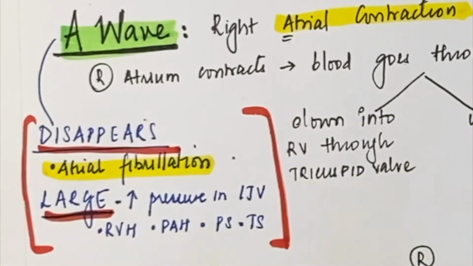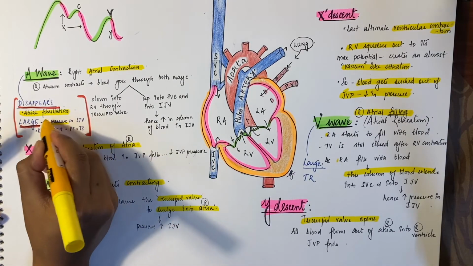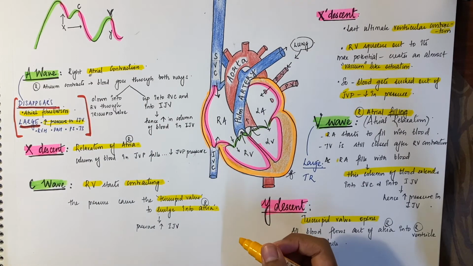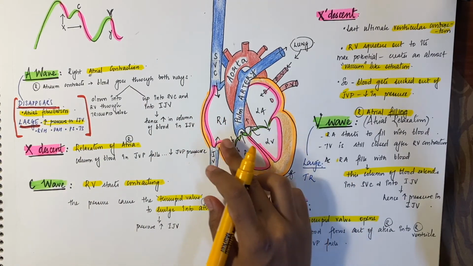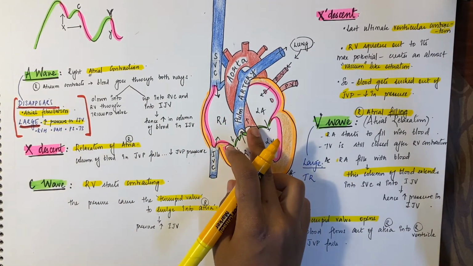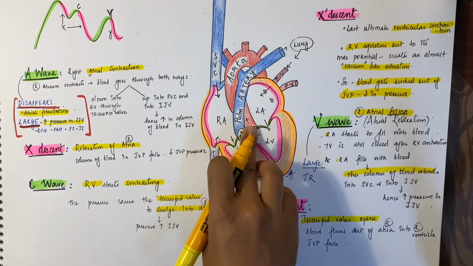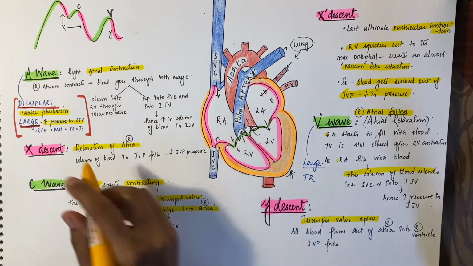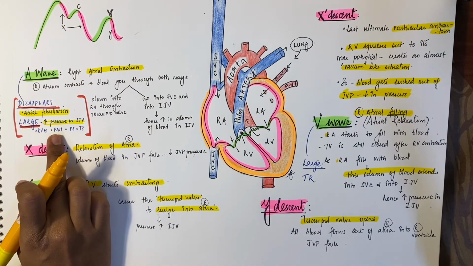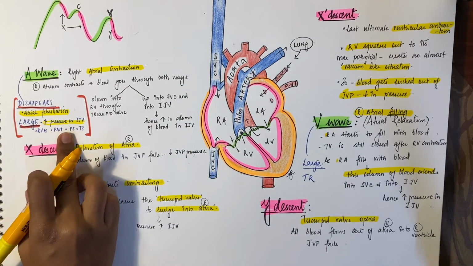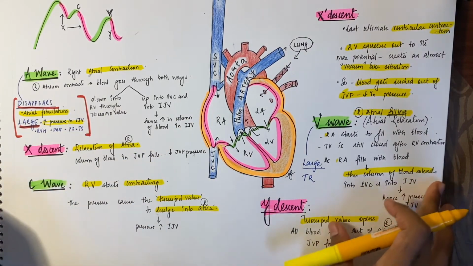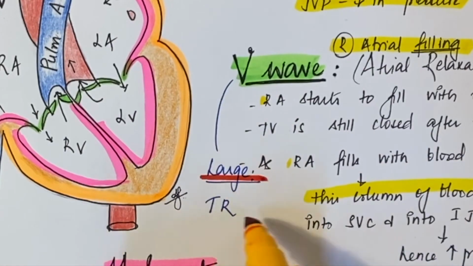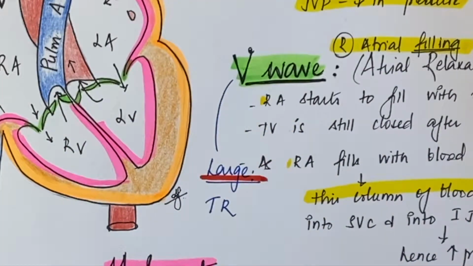Large A waves can be caused by anything which causes a massive increase in pressure in the IJV. So anything that makes the flow of blood from the right atrium to the right ventricle difficult, or anything that causes increased pressure, will push more blood back into the IJV. These conditions could be right ventricular hypertrophy, pulmonary arterial hypertension, pulmonary stenosis, or tricuspid stenosis. Large V wave, there is only one cause, that is tricuspid regurgitation.